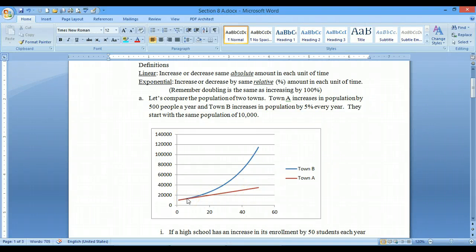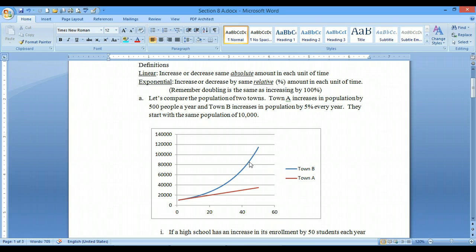Now if we talk about town B, 5% every year. So I'm going to increase by 5%, and these will increase rather similarly for quite a while. 5% is not too much, and so it's about the same. Now when I start getting into the higher numbers, 5% increases dramatically, because the larger the number, the larger the 5% it adds to it, just like we did in the last section on compound interest.